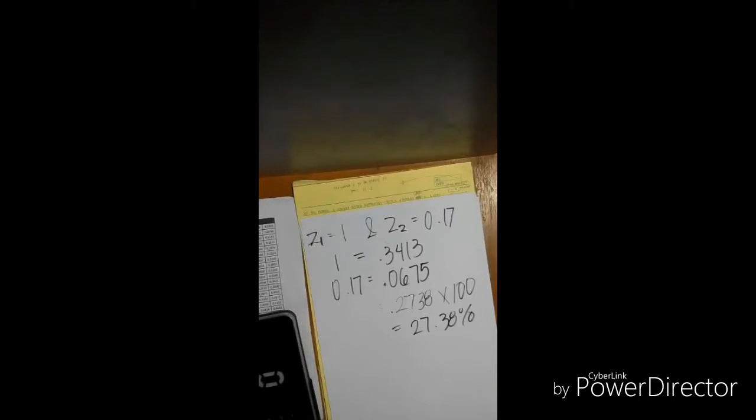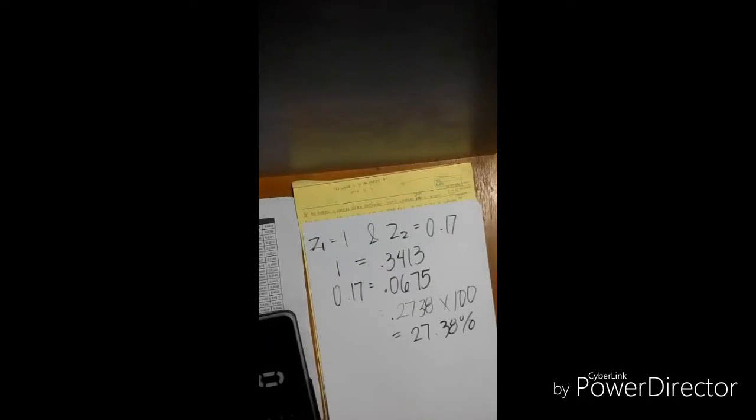But when our two z-scores have different signs, it will go vice versa. Just get the equivalent of the two z-scores, then add them to each other, then multiply by 100. That's all. Thank you.